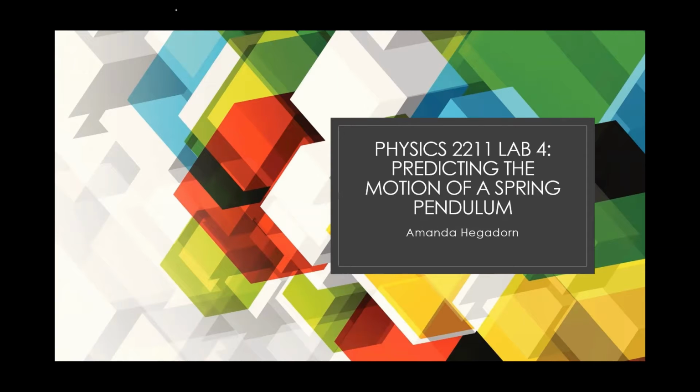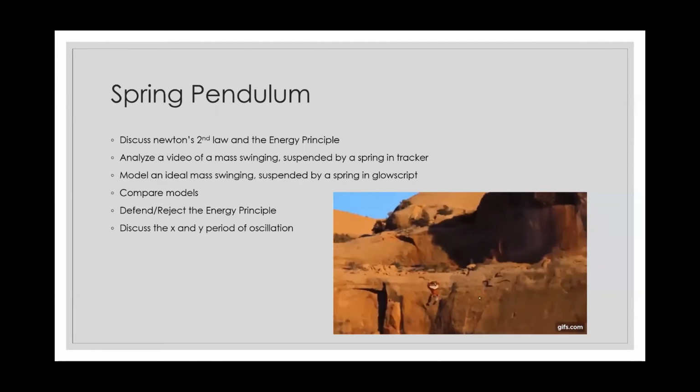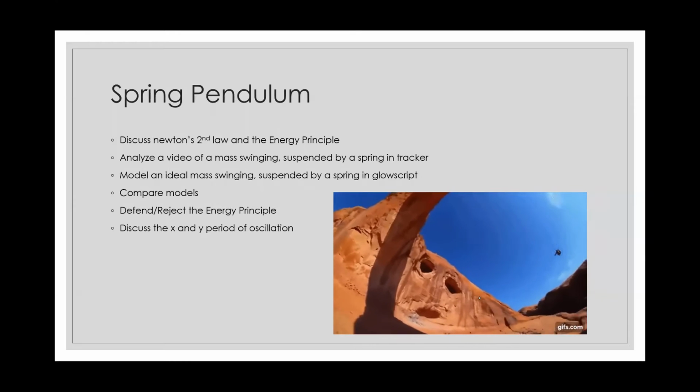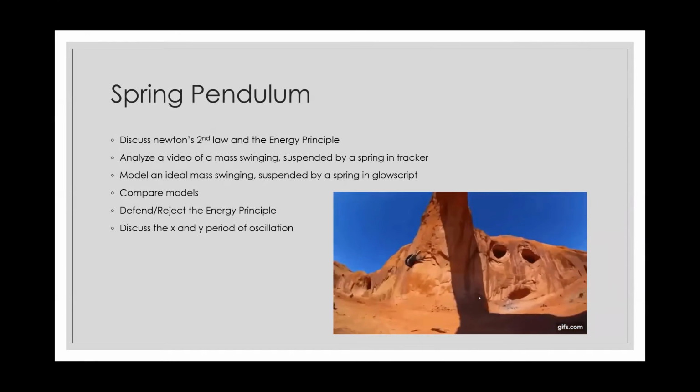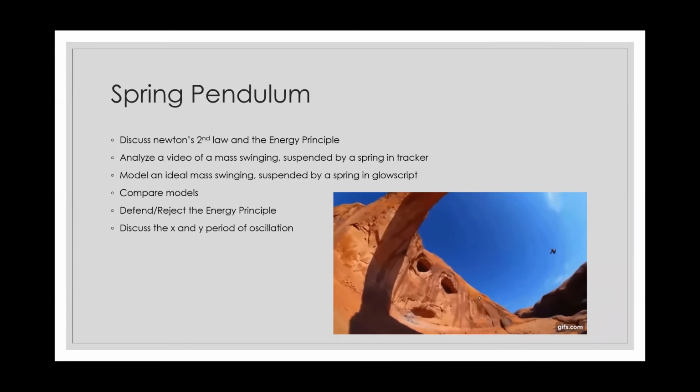Hello, Physics 2211. Today we're going to discuss the motion of a spring pendulum. By spring pendulum, I mean a rope with elasticity, causing it to oscillate in both the x and y direction, while the top end of the spring is fixed, much like in extreme sports like cliff jumping.